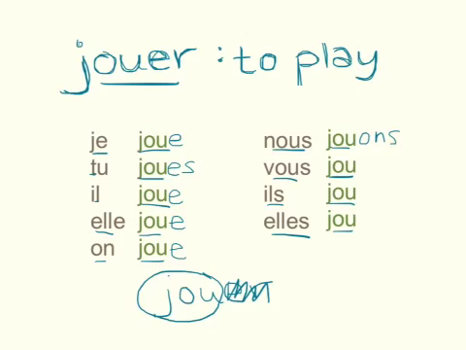For vous, our ending is e, z, and we get vous jouez, you play. For ils, our ending is ent, and we get ils jouent, they play. And for elles, we also get ent for our ending. We have elles jouent, they play. You'll notice that these two last ones, the ent endings, are silent. Il joue, elle joue.